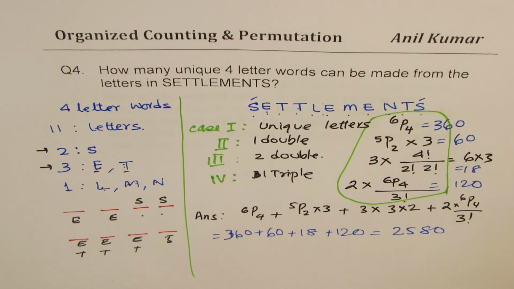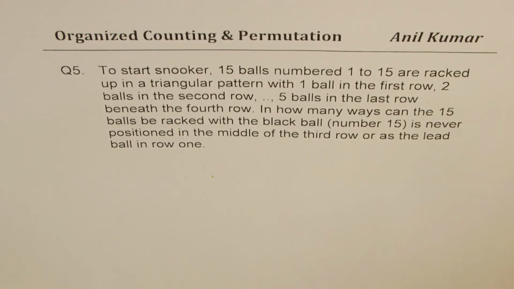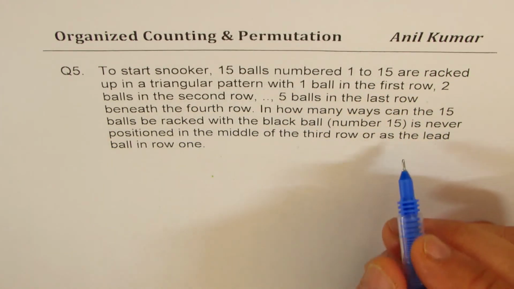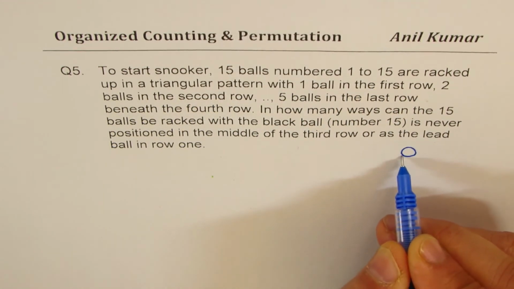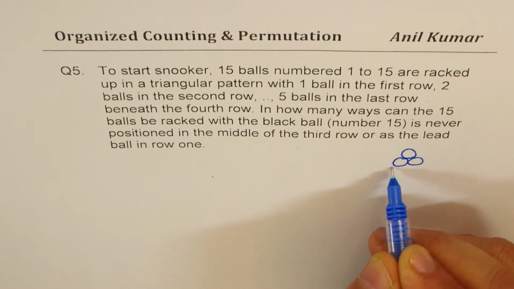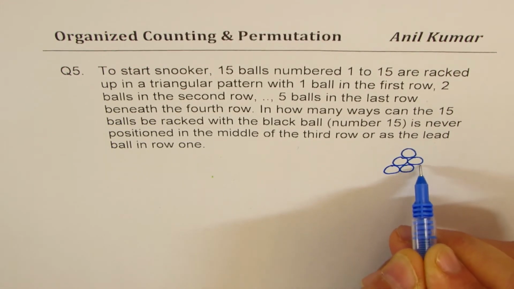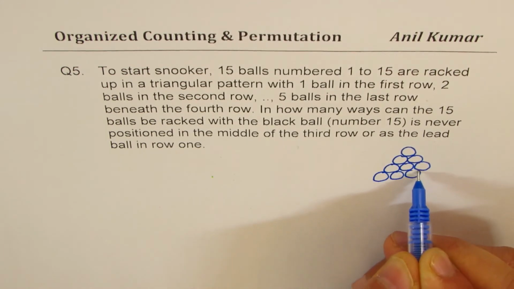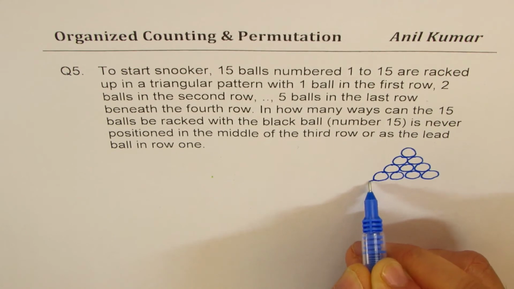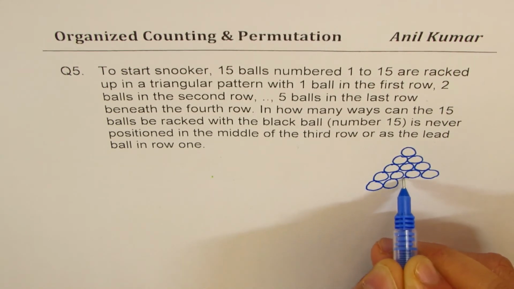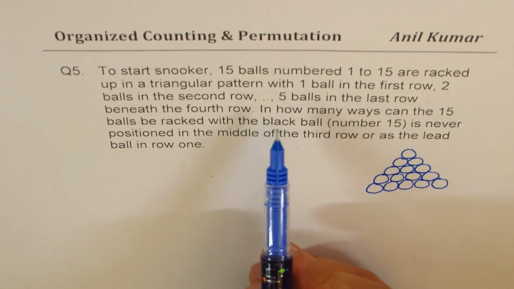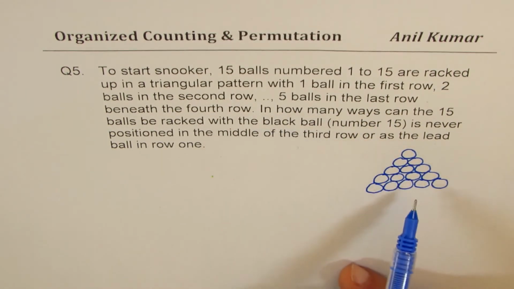Now let's move on to the last question, which is question number 5. It says, to start a snooker game, 15 balls numbered 1 to 15 are racked. So basically they are racked like this, right? So you got 1 ball, and then you got 2 here, and then you have 3 here, and then you got 4, right? So you get 1, 2, 3, and 4, and the last row has got 5 of them. So 1, 2, 3, 4, and then we have the 5th ball, correct? So they are placed like this.